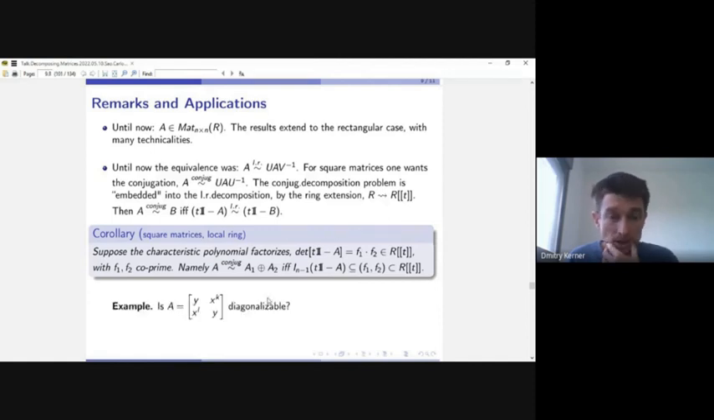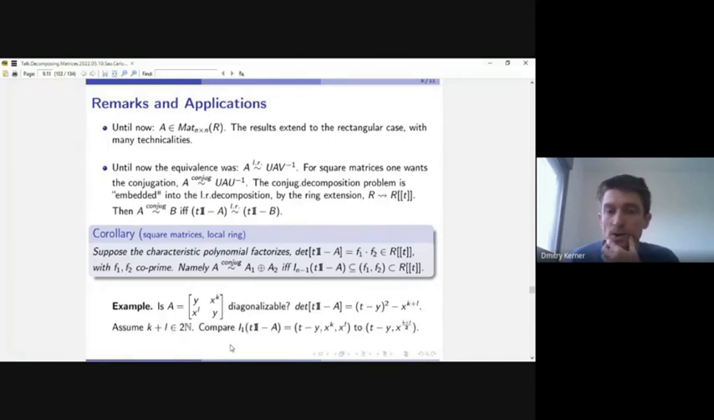So maybe let's return to the initial example. We have the same matrix, and now we want to diagonalize it not by left-right equivalence, but by conjugation. So let's see. We compute the characteristic polynomial. Here it is. Yes. Once again, we have to assume that k plus l is an even number.